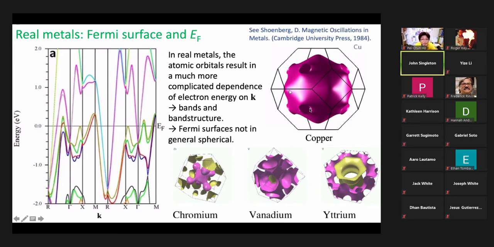So Fermi surfaces in general are not spherical. Here are some examples. Copper is almost spherical, but it's got these little blobs that reach out to the boundaries of the unit cell in k space, the Brillouin zone. Chromium has got this weird thing like a sort of top in the middle of it, and then lots of blobs on the outside. Vanadium's even worse. And yttrium is what's known as a monster to Fermi surface specialists. So you can see that they do deviate from being spheres in real life.